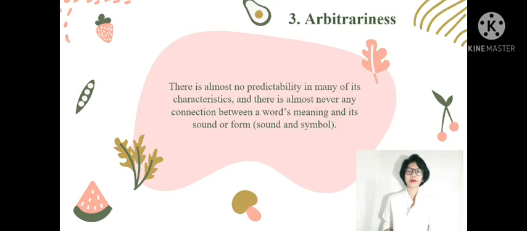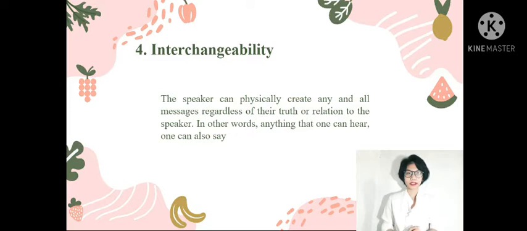And third is arbitrariness. Arbitrariness means spoken words are really nothing like the object they represent, because there is almost no predictability in many of its characteristics and there is no connection between a word's meaning and its sound or symbol. And fourth is interchangeability.